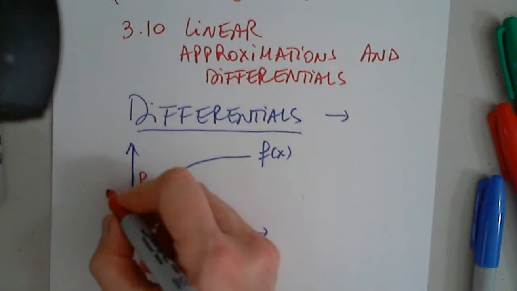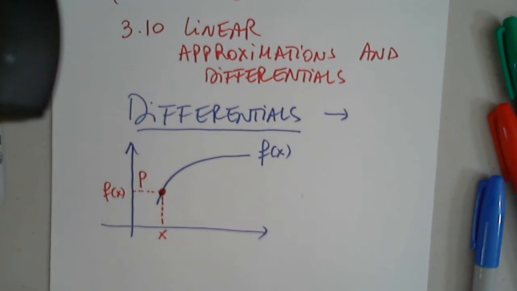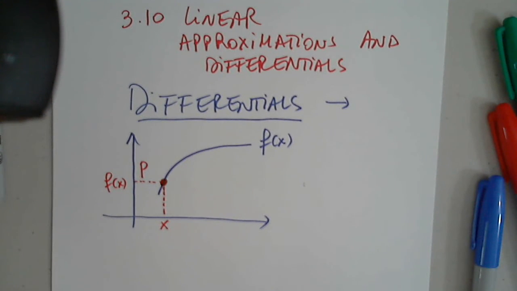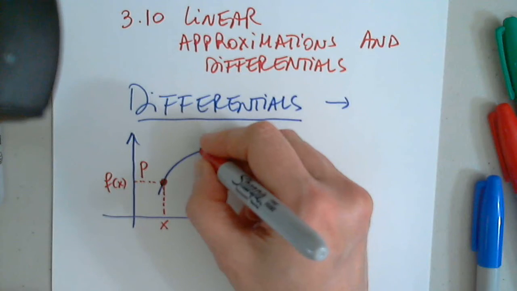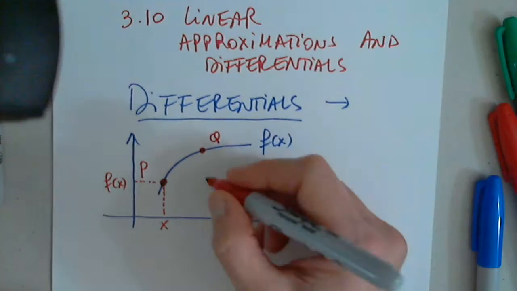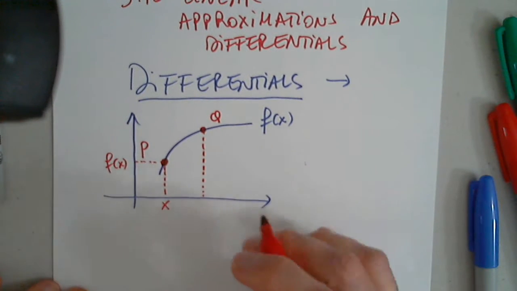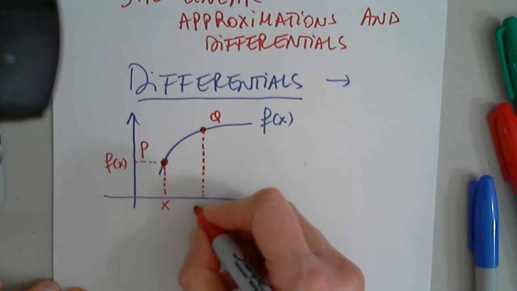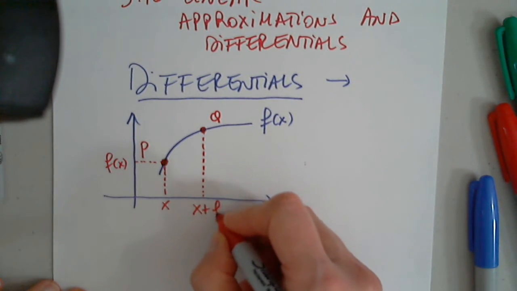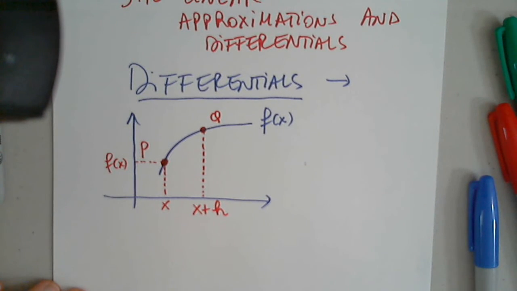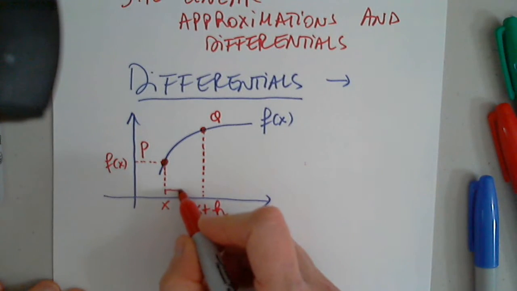I have x, of course. You already know I was going to ask about that, and you're going to have to say P, f of x. And I have a point Q here. And yes, you already know what will be the x coordinate of Q. X plus a little bit, right? So this is our little bit.